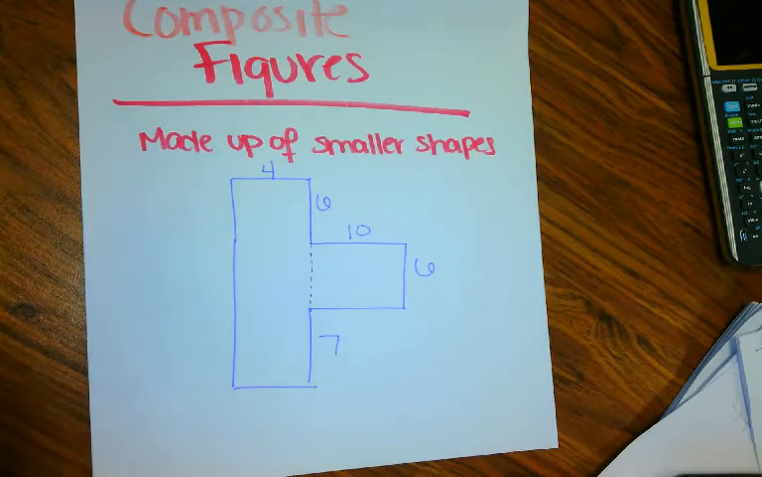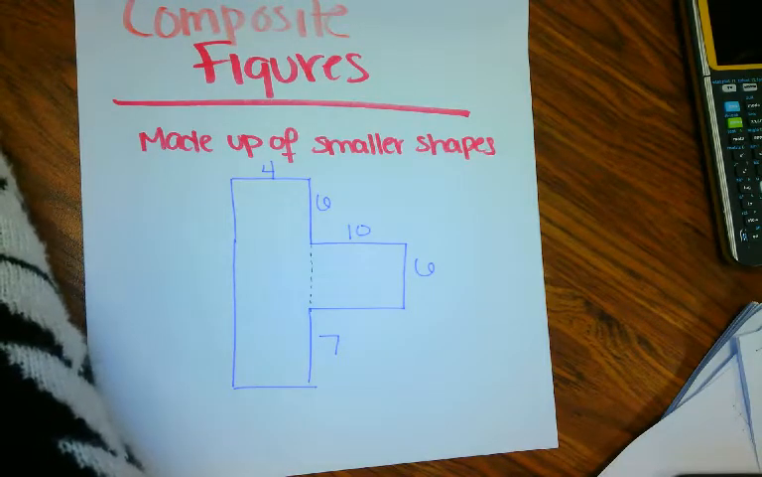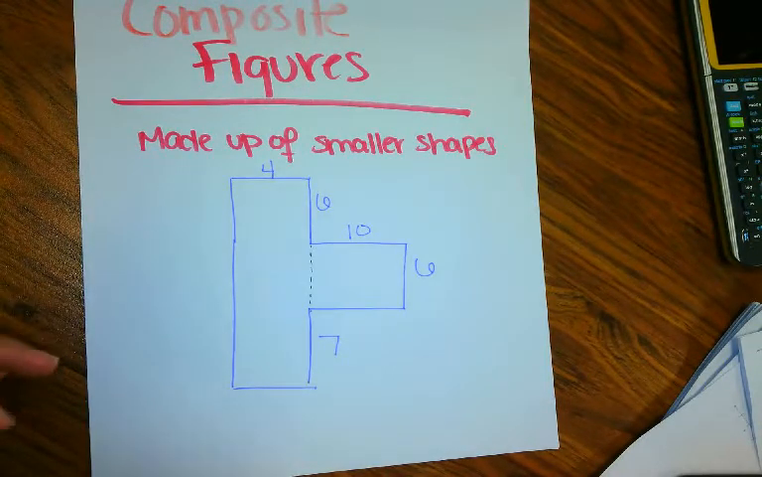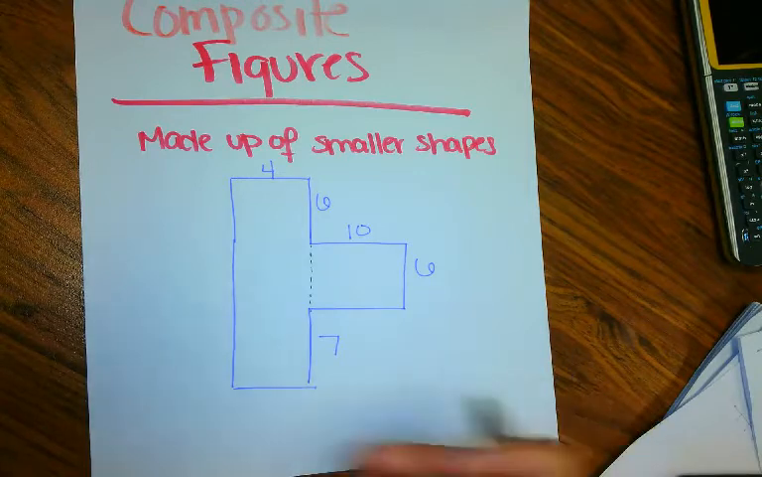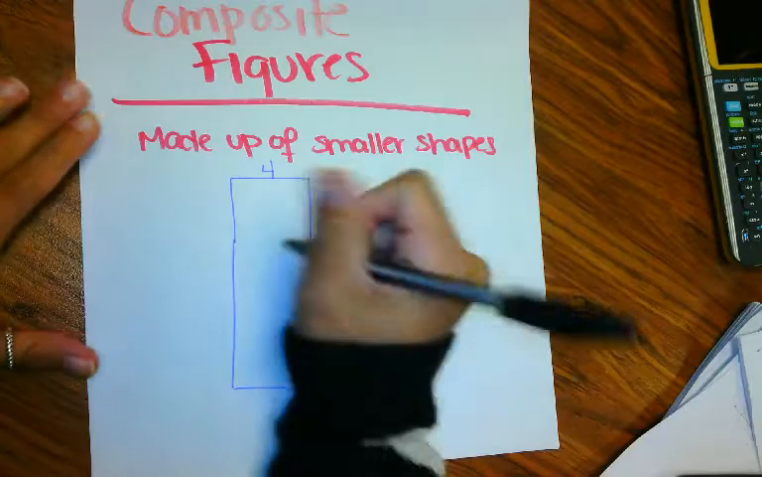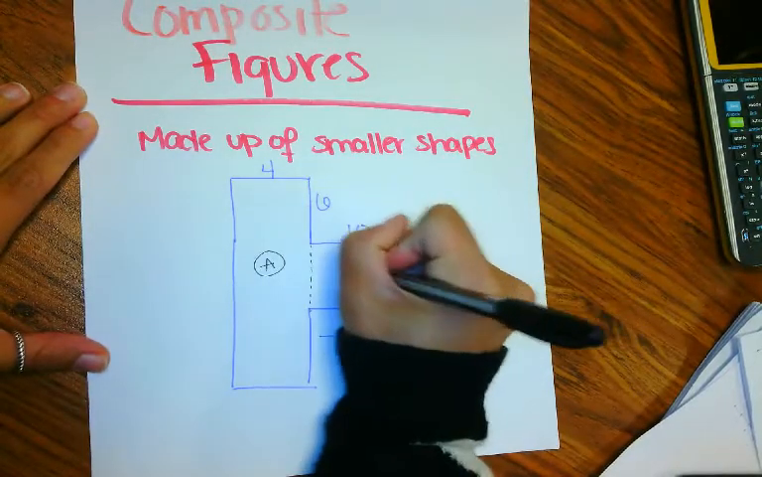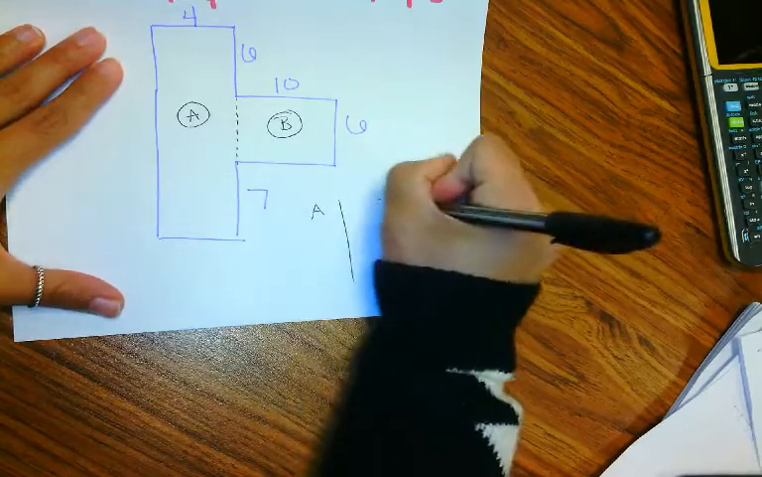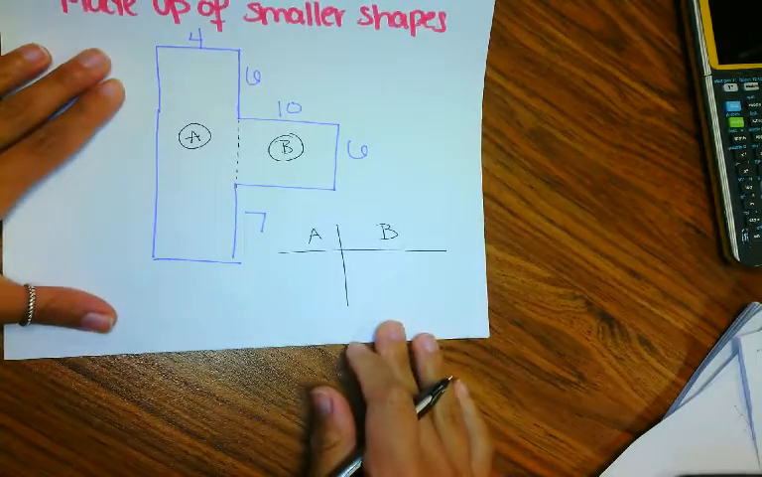That's all composite figures is. It's being able to take a figure that you do not know the name of, and cut it up into smaller shapes that you do know the name of and the formula for, so that you can find the area of the whole thing. So let's say we wanted to find the area of this shape. I'm going to label this part A and this part B, and then make my little chart here. Let's do B first.